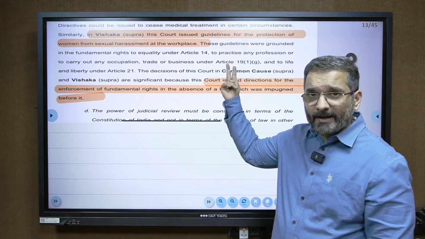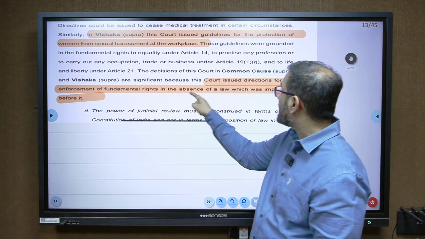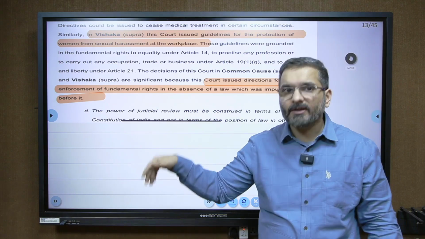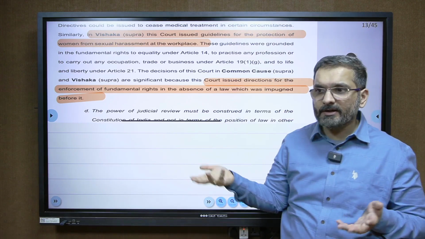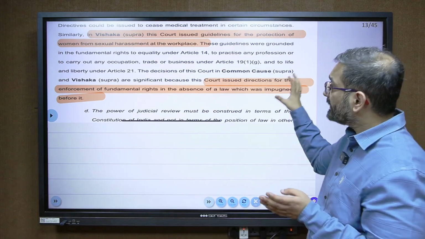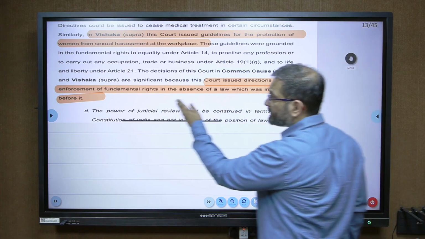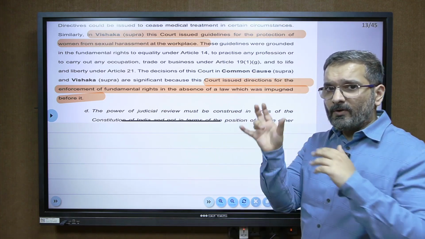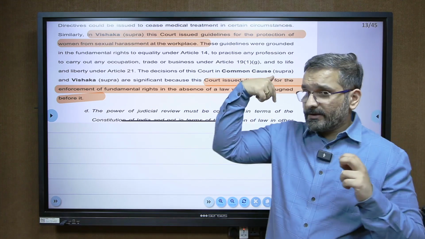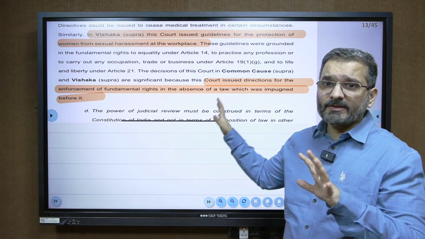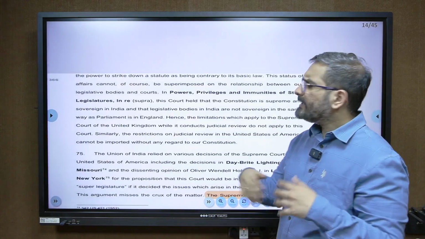Why are these two important? In these two cases the court issued directions for the enforcement of fundamental rights in the absence of a law which was impugned before it, therefore proving their own point which they raised, that under Article 32, yes, we can, even if no express law is there, we can still issue directions for the enforcement of fundamental rights. Even if no specific law is there that impugns your fundamental right, we can still go ahead and issue directions for it. So both of these case laws become important from a legal standpoint.